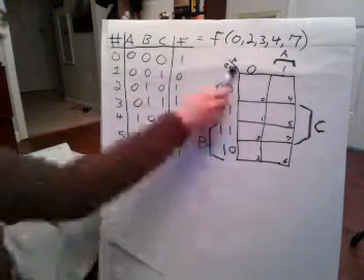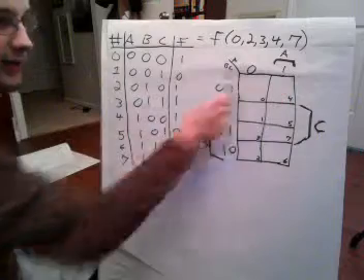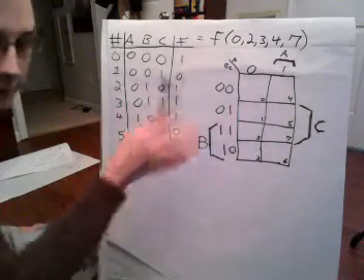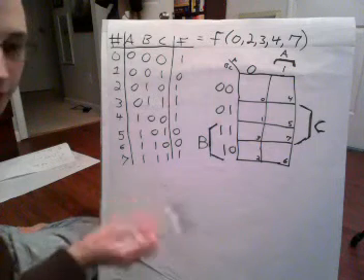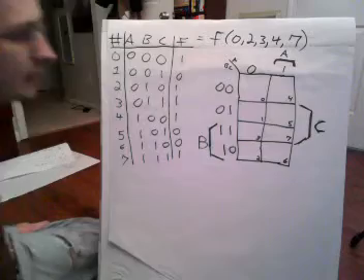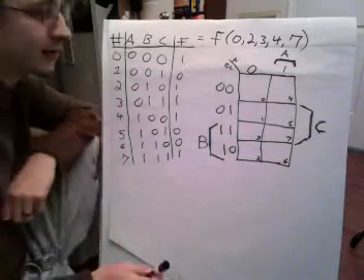What I've done here is I've already drawn a 2 by 1 K-map, or a 1 by 2. I don't really care if you do columns first or rows first. In fact, it doesn't really matter. I'll show you that in a little while. But what does matter is that you're consistent.